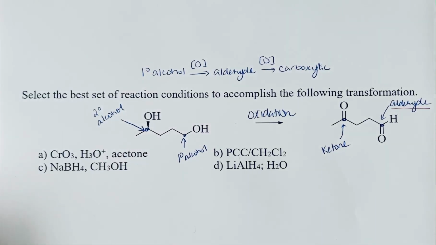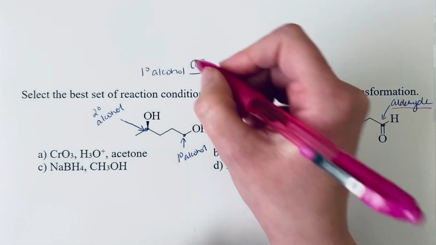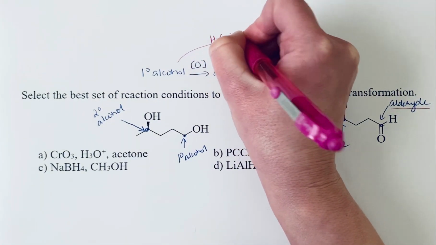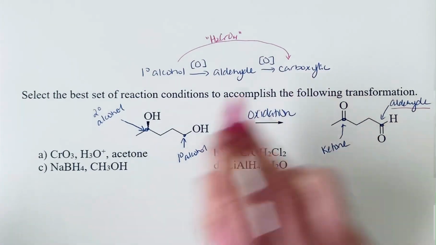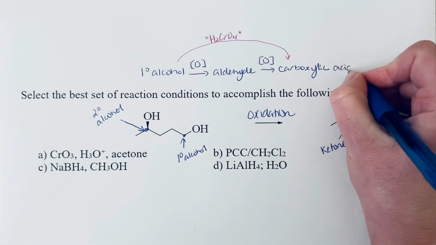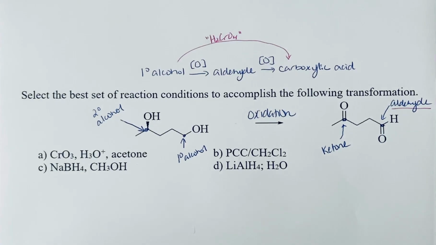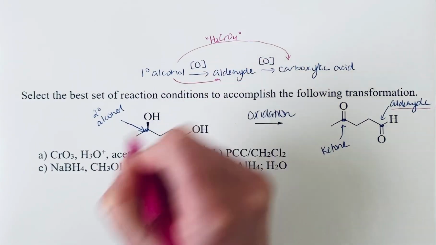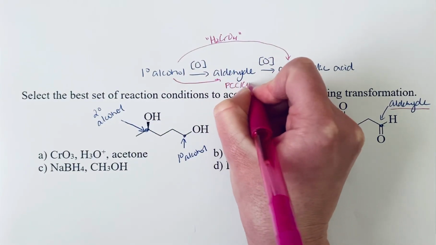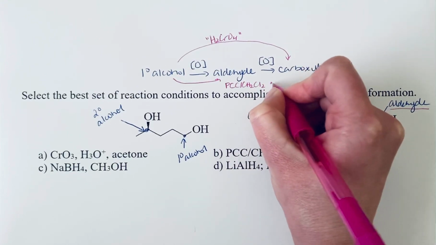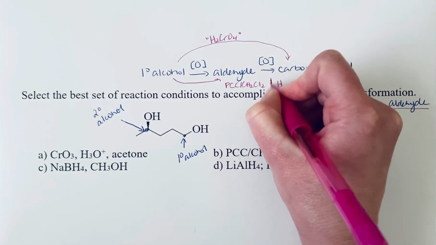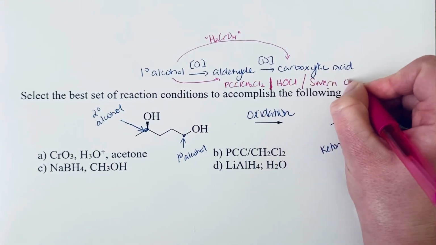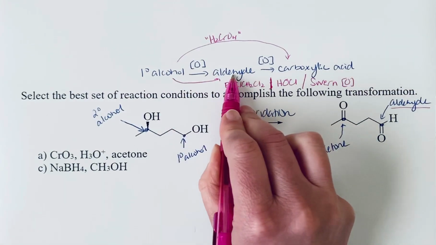With the reaction conditions that you have seen, we know that chromic acid will take a primary alcohol and oxidize it all the way to a carboxylic acid. All of the other conditions that you saw in this chapter will take a primary alcohol and oxidize it to an aldehyde. Conditions that would do that are PCC in dichloromethane, hypochlorous acid, or the Swern oxidation, which would also take a primary alcohol and stop it at the aldehyde.